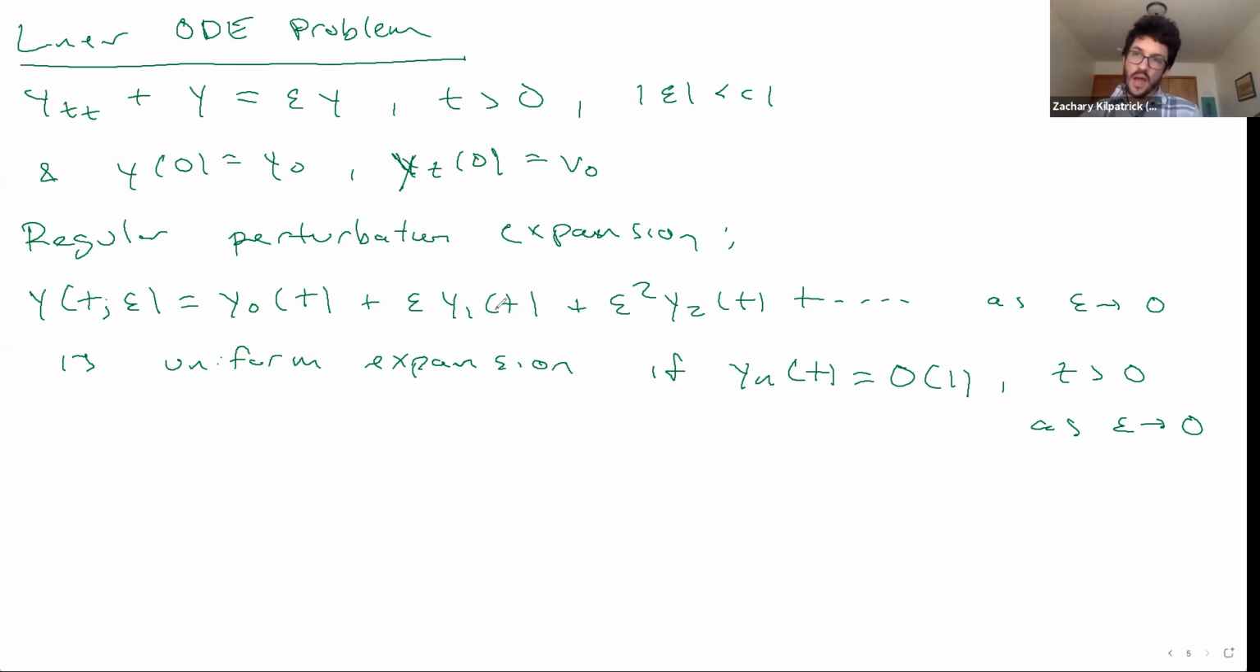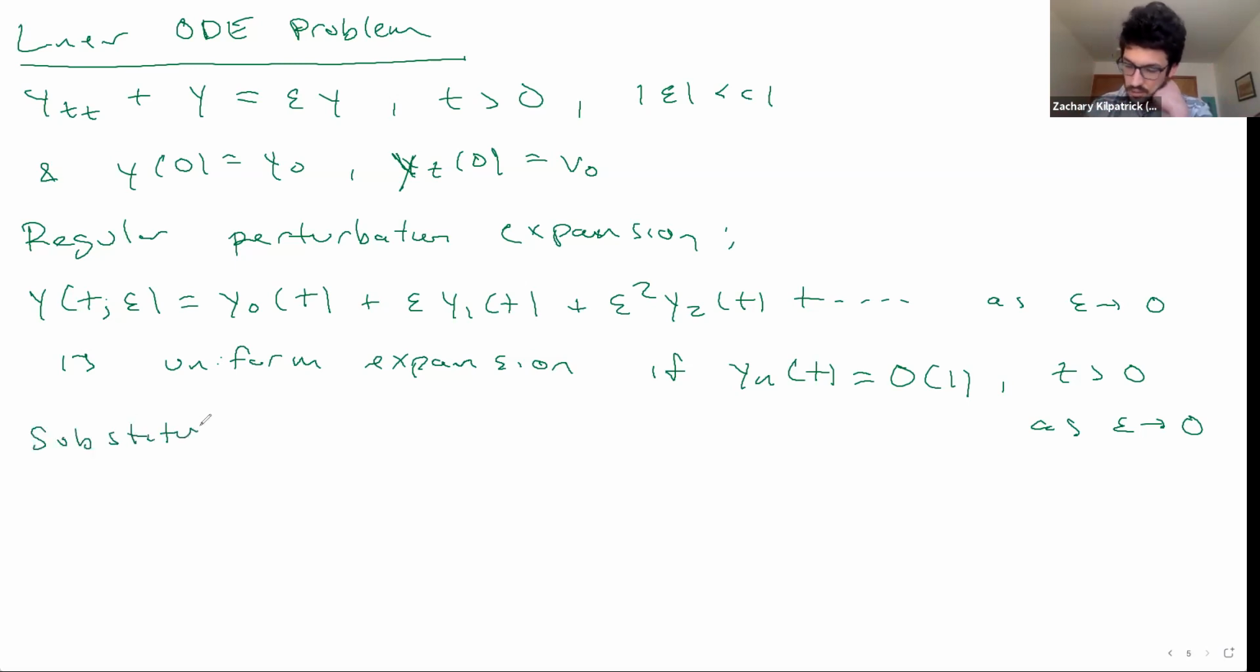Could just be pure exponential growth or something like that. So that puts a bound on the region maybe where a regular perturbation expansion is valid. So you may have to sort of block off regions in time where that approximation is going to work okay. Okay, so let's see what happens here.